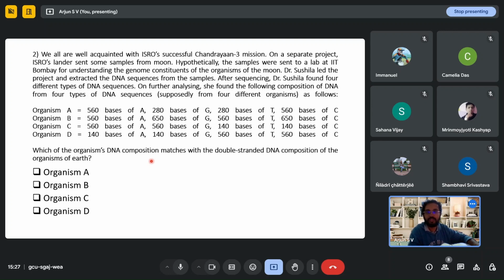So we have 4 samples which might be DNA sequences from 4 different organisms. For each organism, they are mentioning how many bases of each type are there in its DNA sequence. That is, how many bases of A, G, T, and C: adenine, guanine, thymine, and cytosine. So the question is, which organism's DNA composition matches with the double-stranded DNA composition of the organisms of Earth?